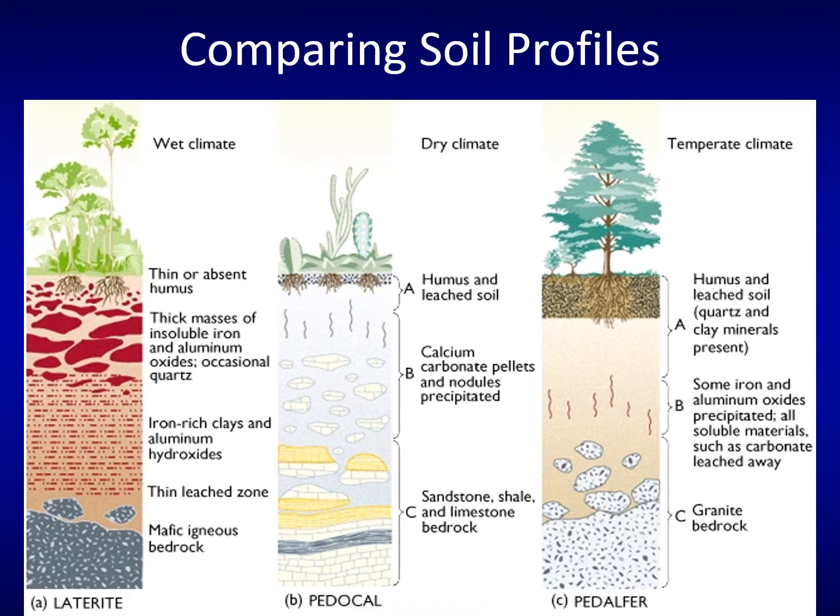And here's a comparison of the three types of soils: your wet climate laterites, your dry climate pedocals, and your temperate climate pedalfers. You can see the thick B horizons in the laterites, the mostly large chunks of regolith in the pedocals, and kind of thin A and B horizons, and then the nice thick well-developed A, B, and C horizons in the pedalfers.